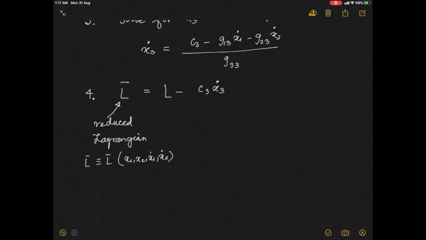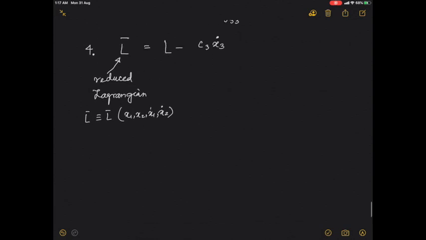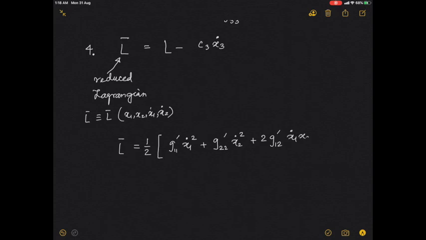Now I will not do the replacement because it will take quite some time to work it out. So what I will do is, I have the solution here and I will write down the final form of the solution. Again, it will be your homework to work it out. So this can be written in terms of half of G11 prime x1 dot square plus G22 prime x2 dot square plus 2 G12 prime x1 dot x2 dot.